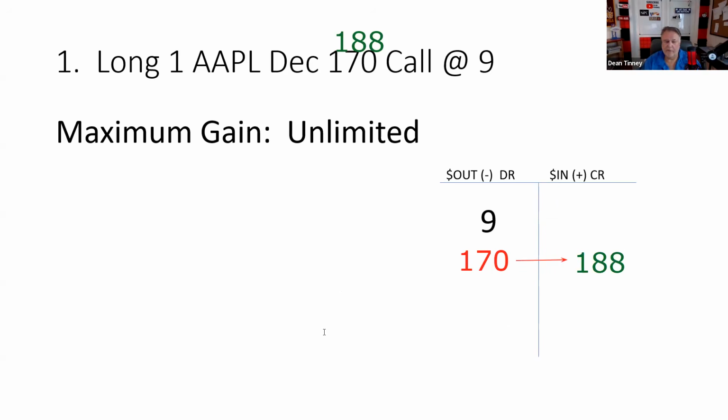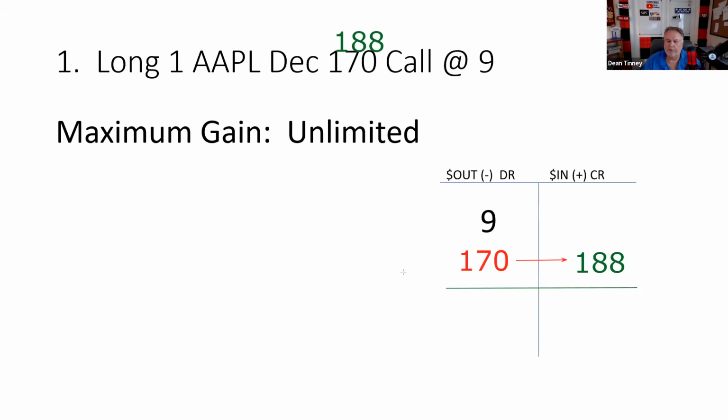By the way, I just made that up. The test made up the 188. And now we could just simply net that, and that would be our profit or our loss. In this case, profit. Could it have been better? Yes or no? Could you have made even more money than this? Yeah, if 188 is good, 198 is even better. 208 better still.